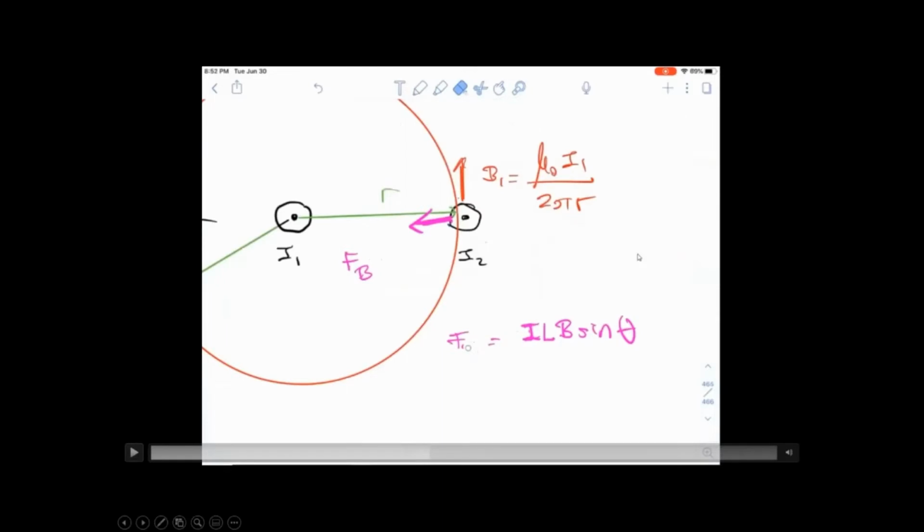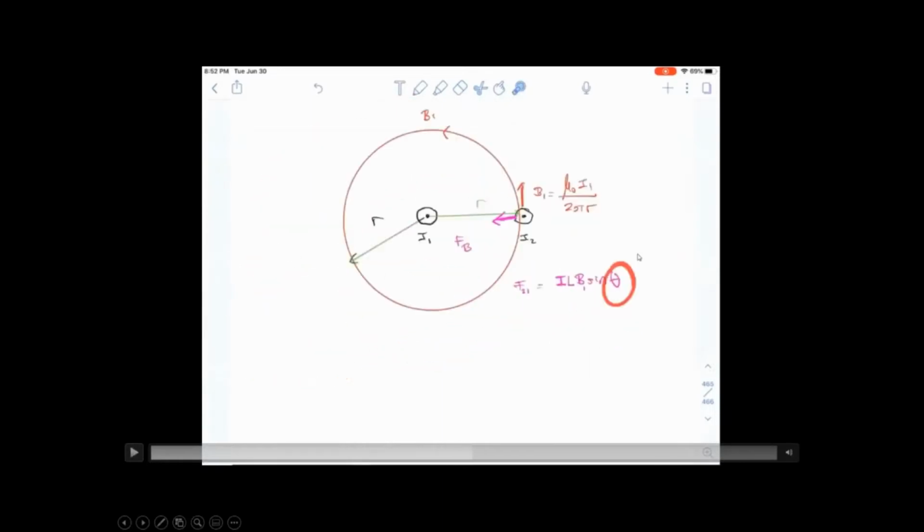This is the length of this wire. This is the magnetic field due to the first current. And this angle is the angle between the magnetic field and the direction of the current. In this case, it's going to be 90 degrees. So this is the magnetic field due to the first current element that we're looking at.